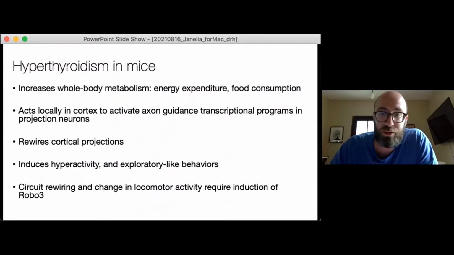So to summarize what I've shown you so far, these have been little vignettes of the experiments we've been doing. We've seen that hyperthyroid mice have expected increases in their metabolism. But in addition, thyroid hormone acts locally in cortex to activate axon guidance programs in cortical projection neurons. And this results in rewiring of these projections. The mice become hyperactive and exhibit increased exploratory-like behaviors. And critically, we found that this circuit rewiring and change in locomotor activity require the induction of Robo3.